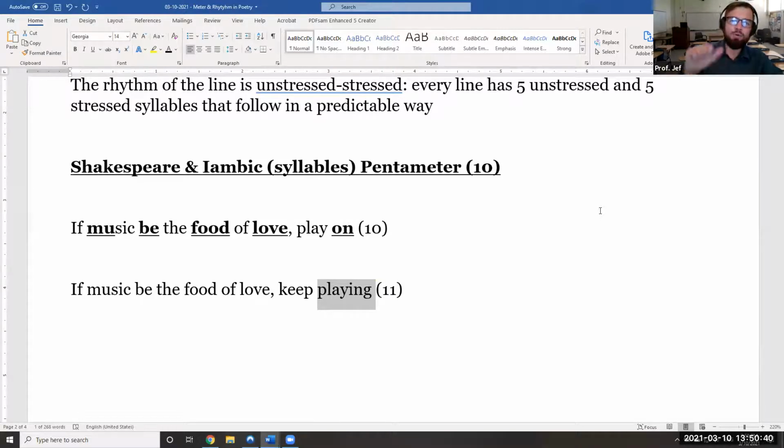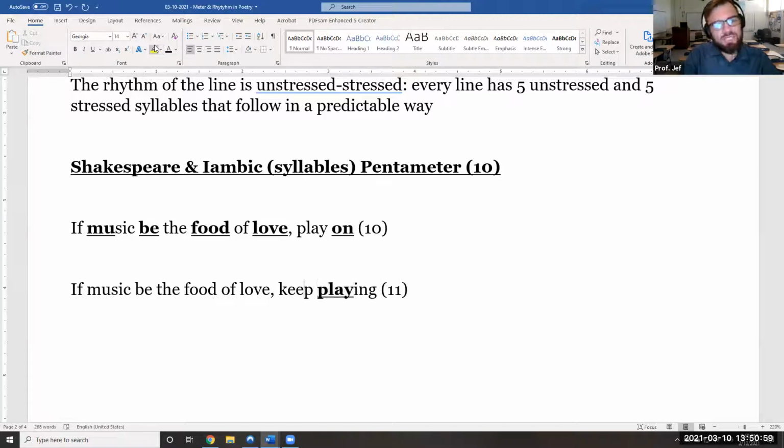Is it playing or playing? So where's the stress in that word? First syllable or second syllable? First. Second, I think. It is the first, Ruba, you are correct. Yeah, playing. It's playing, not playing.